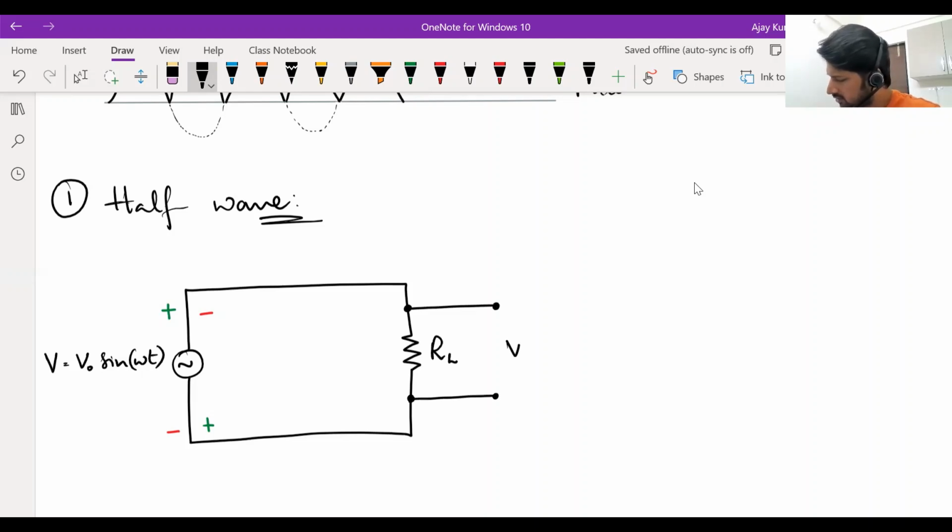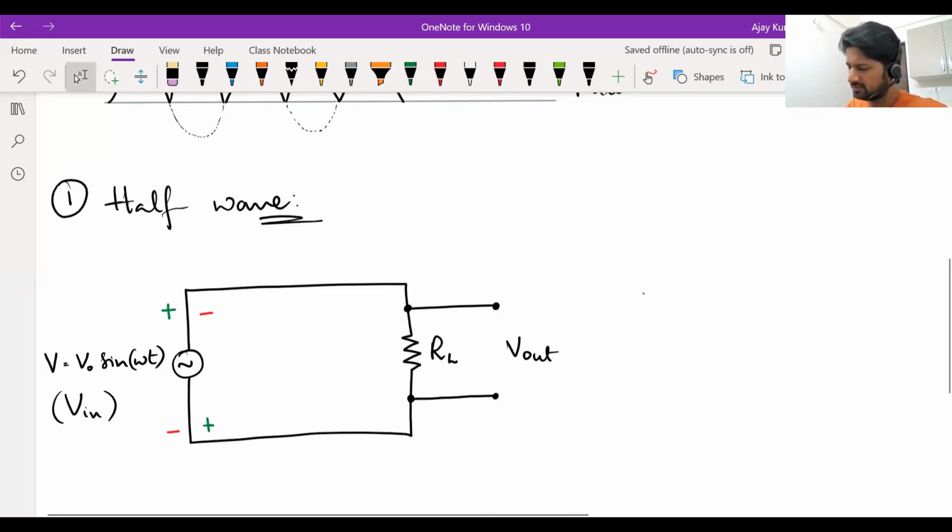you call it the output voltage. What we supply here is the input voltage, and the voltage we see across the load is called the output voltage. Now, when you connect the input AC source directly across this load resistance, for some time this side will be positive, this will be negative, and for some time this will be negative and this will be positive. The output voltage will also be an alternating voltage only.